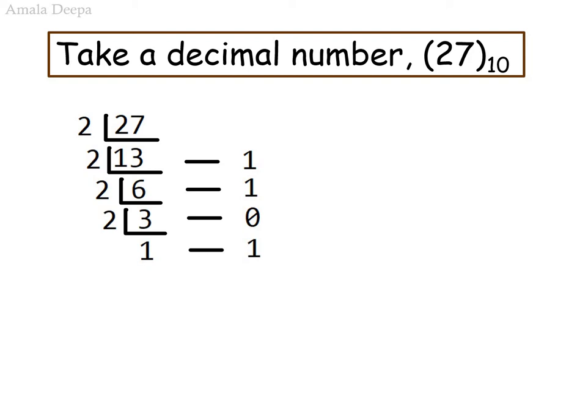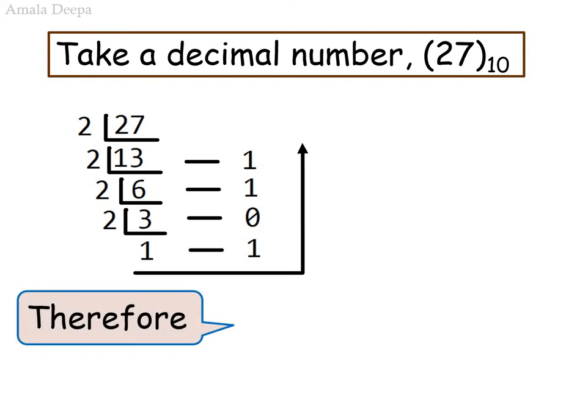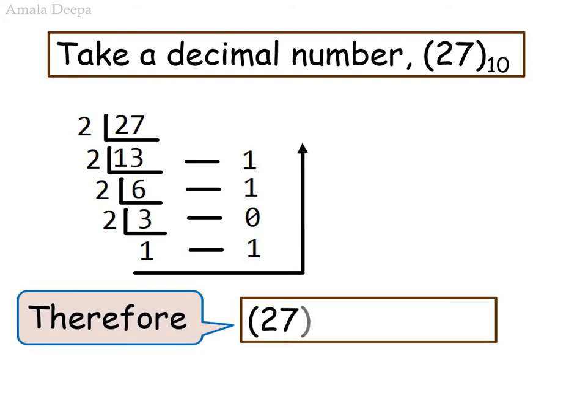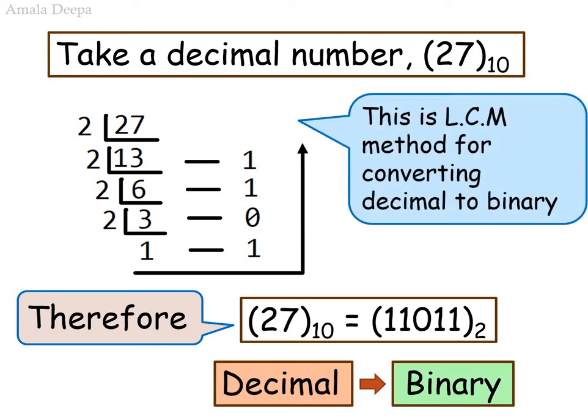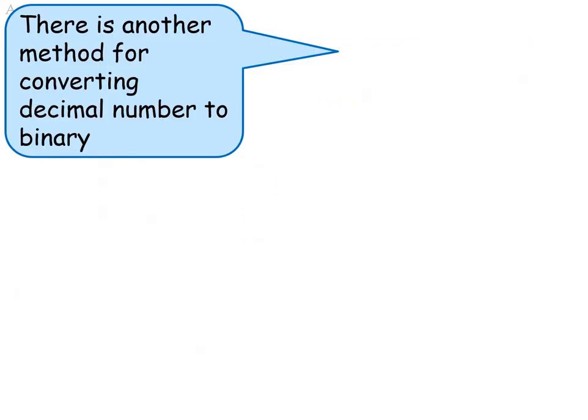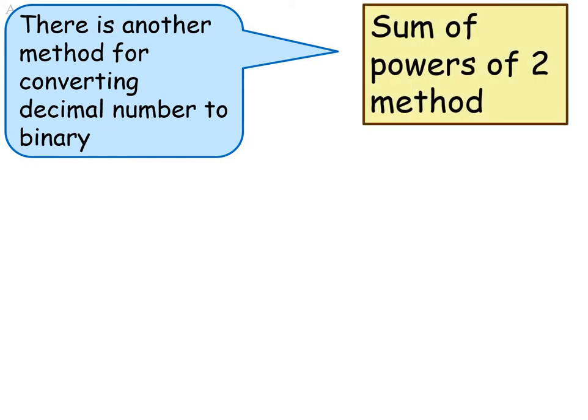Now you write down the digits in this direction, from down to up. Therefore, 27 base 10 is equal to 11011 base 2. So this is called the repeated division method for converting decimal to binary. There is another method for converting decimal number to binary. It is called the sum of powers of 2 method.